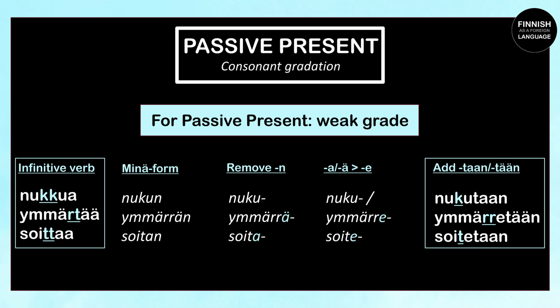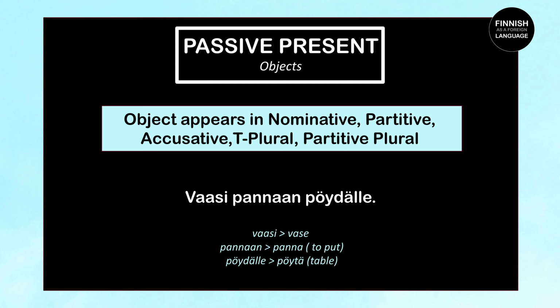Alright, we move on to chapter 8, the object in a passive present sentence. Here the objects usually appear in nominative, partitive, accusative, T-plural or partitive plural. Let's take a look at some examples. Vaasi pannaan pöydälle means the vase is put to the table. So vaasi here is our object and it's standing here in the nominative case, which is the basic form.